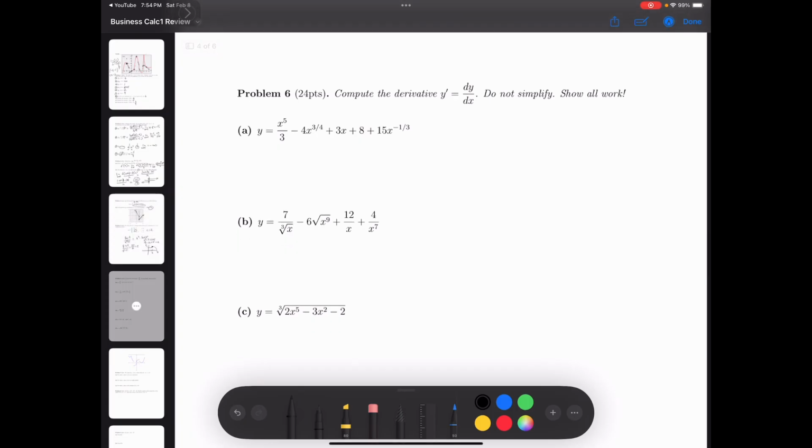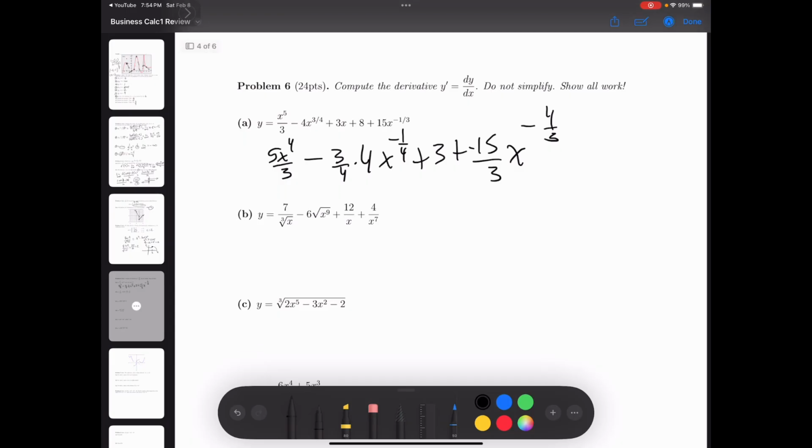Problem 6 says to compute the derivative. So for part A, we'll move pretty fast. We have 5x to the 4th over 3 minus, we have 3/4 times 4x to the -1/4. Remember, we subtract 1 in the exponent and we bring down the exponent. Plus 3, the 8 turns into a 0, and then we get plus 15 over 3 with a negative sign. x to the 1/3 minus 1 is -4/3.